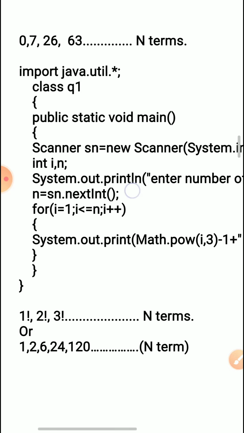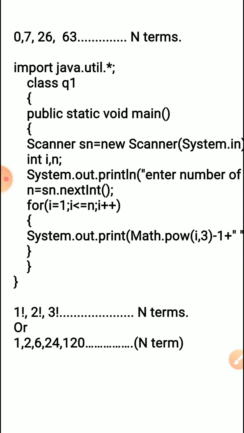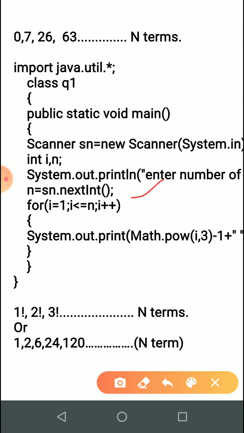So what is done here also: we have taken the number of terms, then we have made a loop from 1 to n, then we have taken I cube minus 1. When I is 1, 1 cube is 1, minus 1 is 0. When I is 2, 2 cube is 8, minus 1 is 7. When I is 3, 3 cube is 27, minus 1 is 26. When I is 4, it will be 64, minus 1 is 63.